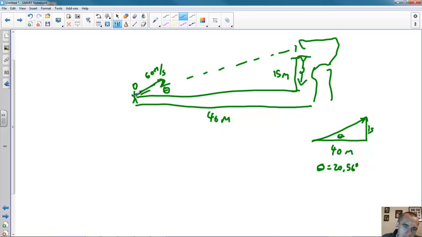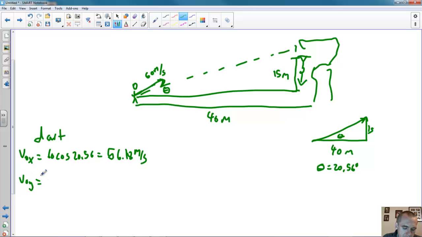So that means I can figure out the horizontal and vertical components of velocity. The dart is separate from the monkey, so I'm going to keep the dart separate. The initial velocity in the x direction of the dart is 60 times the cosine of 20.56 degrees. 60 times the cosine of that is 56.18 meters per second. The initial velocity in the y direction of my dart is 60 times the sine of 20.56, because it's the opposite side of that triangle. So 60 sine 20.56 gives me 21 meters per second.